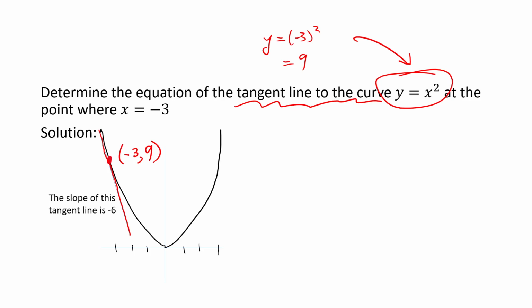So going back to there, what I'm going to do is say y equals mx plus b. I'm going to plug in a slope of -6. That's what the m is, -6x plus b. I'm going to temporarily let x equal -3 and y equal 9 to solve for b.